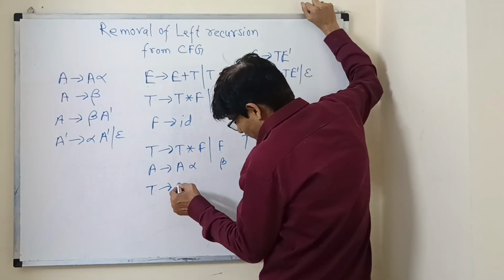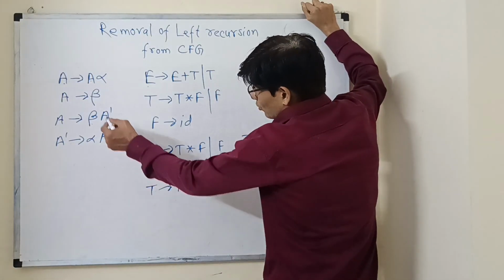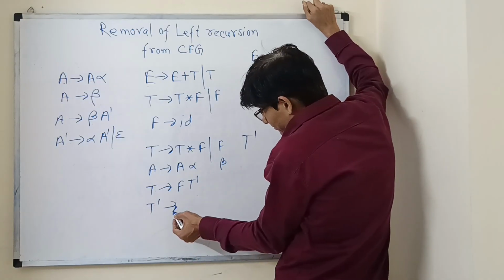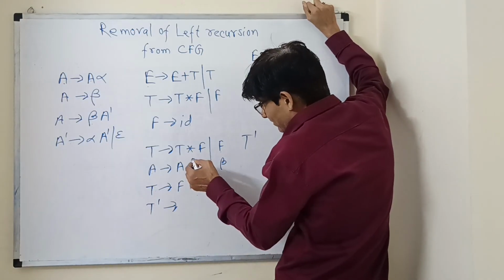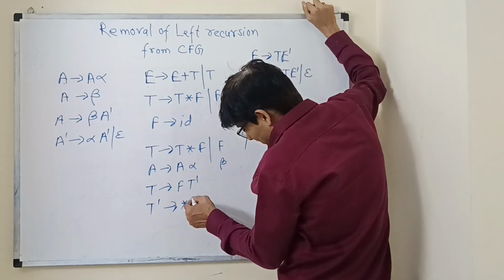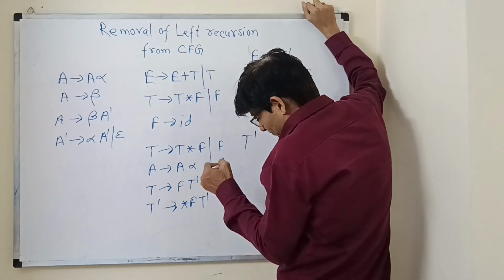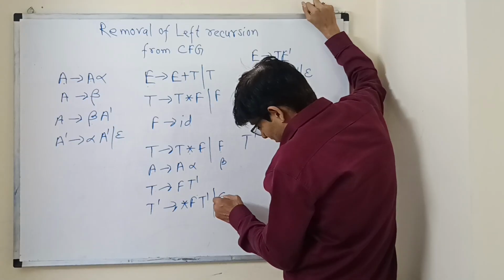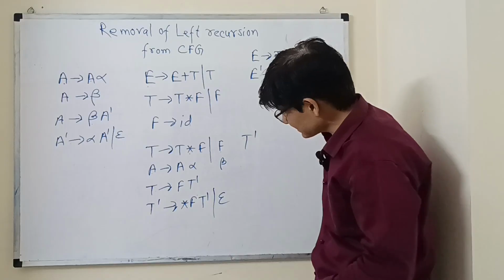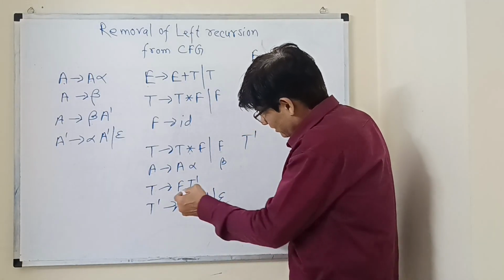Beta means FT'. Now there is only one beta, so we will have only one production of T here. Now T'. T' gives alpha T'. Alpha means asterisk F, so asterisk FT'. And there is only one alpha, so we will have only one production there along with epsilon. T' gives epsilon. So this is how we have converted left recursion of T into right recursion.